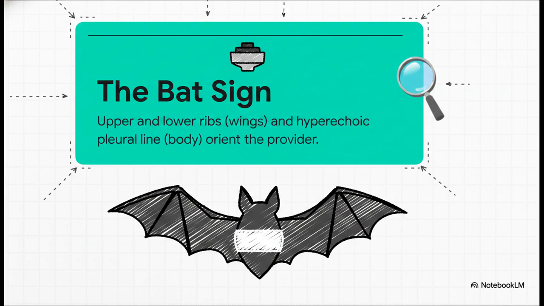Okay, let's talk about our very first visual metaphor, the bat sign. When you place your probe on the chest, you're looking for the upper and lower ribs. Now, those ribs cast these dark acoustic shadows downward. Think of those as the bat's wings. Connecting those two wings is a bright white horizontal band. That's the hyperechoic pleural line, or the bat's body. Finding this bat sign is your home base. You always want to anchor yourself on this structure before you go hunting for any pathologies.